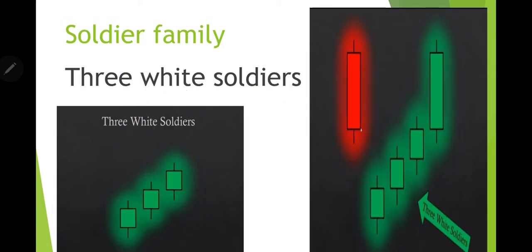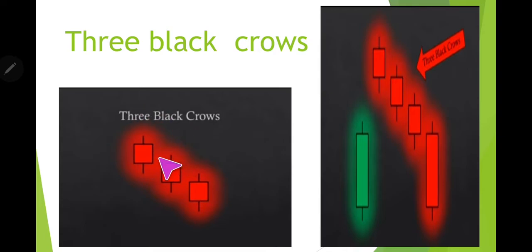Three white soldiers is a pattern where you get three medium-sized candles that appear with one gap up after another, and they appear in a downtrend to signal the reversal to the upside. The three black crows is the mirror image of what we have seen already. The three black crows will appear in an uptrend to signify the reversal to the downside.